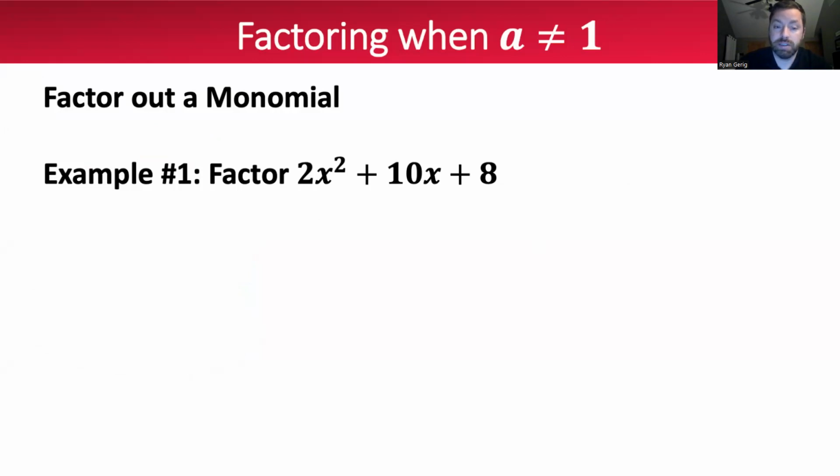In the last lesson, we looked at all situations where the a value is 1 and we could factor a certain way. When the a value is different than 1, things change a little bit. So first thing you want to look for is a GCF. Is there a GCF that I could factor out of this polynomial or trinomial? Yes, I could. They're all even, right? So I could divide each of these by the same number, and that would be 2. So I'm going to divide each of these by 2, and I'm going to put that on the outside.